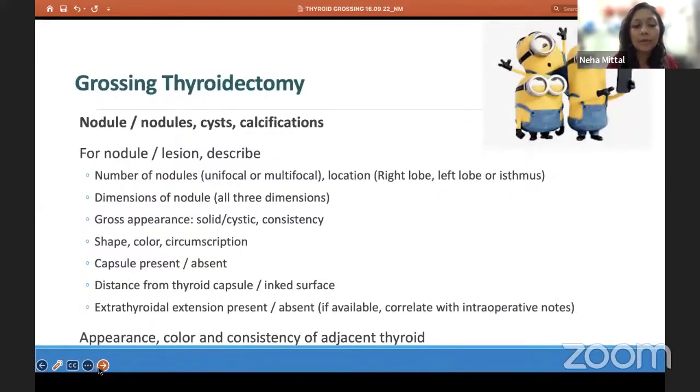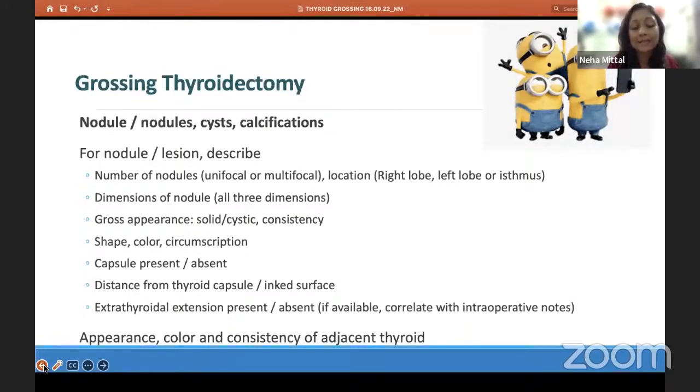If there is a measurable or a describable nodule, then what all factors will you see in the nodule? Of course, the number of nodules, their location, dimension of all the nodules in all 3 dimensions, gross appearance of the nodule, whether it is solid, cystic, what is the consistency, shape, color, and circumscription of the nodule. Is there a gross capsule present? If present, is the capsule infiltrated grossly? Are there multiple nodules outside the capsule? And what is the distance of the thyroid capsule or ink surface or the margin from the thyroid nodule capsule?